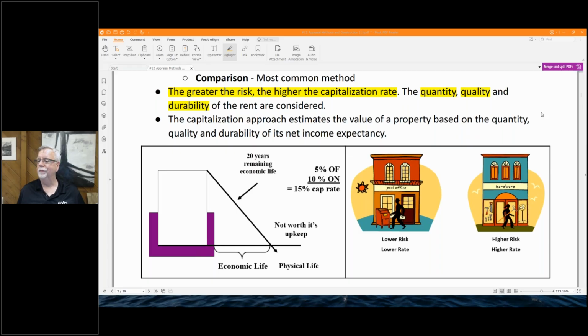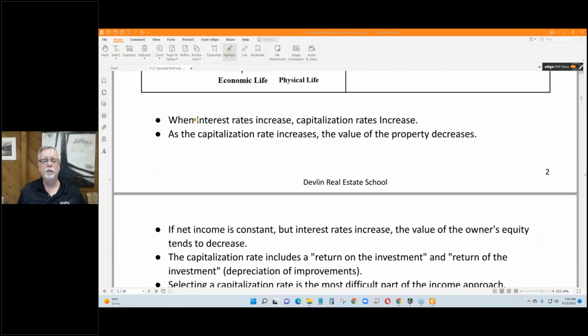All right. When interest rates increase, cap rates increase. Really? So why would that be? Well, remember, the investors are looking at lenders for guidance on what kind of rate of return they should expect on a particular investment. And if the lenders say, we want more money, we want more money, then the private investors say, well, we want more money too. Everybody's making more money, we want more money.